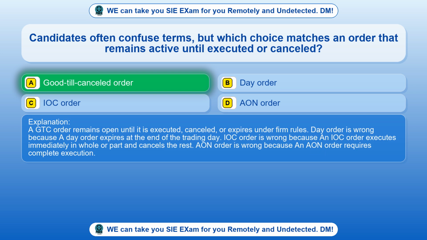A GTC order remains open until it is executed, cancelled, or expires under firm rules. Day order is wrong because a day order expires at the end of the trading day. IOC order is wrong because an IOC order executes immediately in whole or part and cancels the rest. AON order is wrong because an AON order requires complete execution.